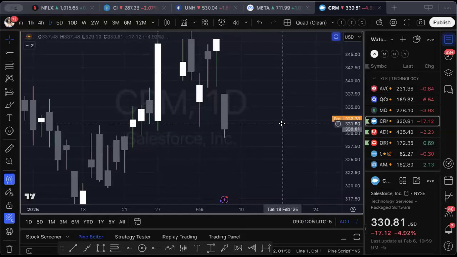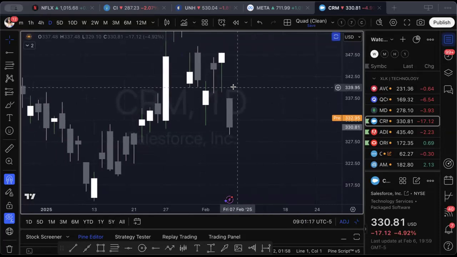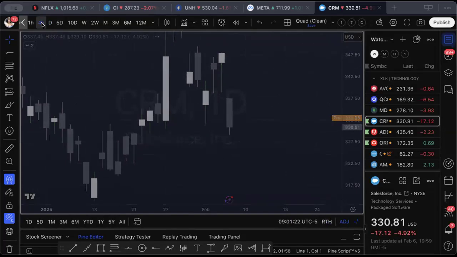We are going to get into today's Lotto Friday trade, which is going to come from CRM. As you can see here, CRM made a pretty nasty dump yesterday, and I'm trying to see if it wants to do a continuation to the downside. So we're going to go ahead and get right into charting.